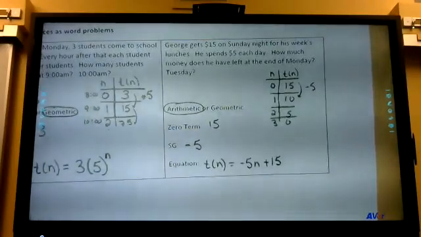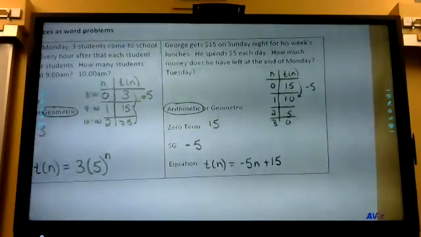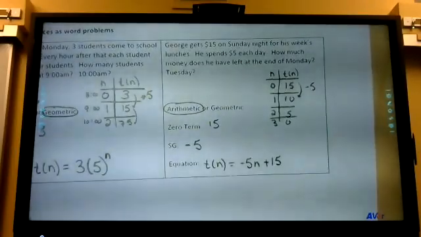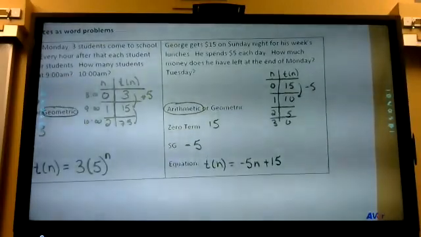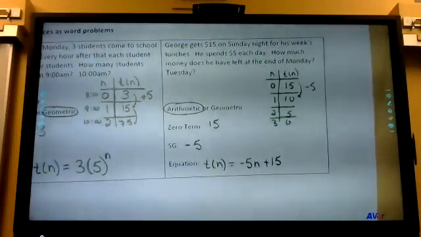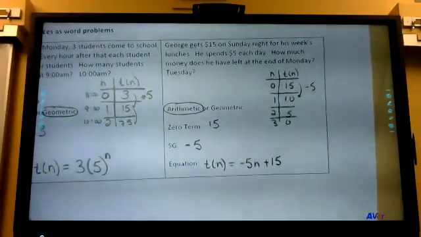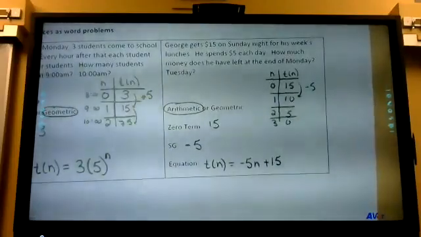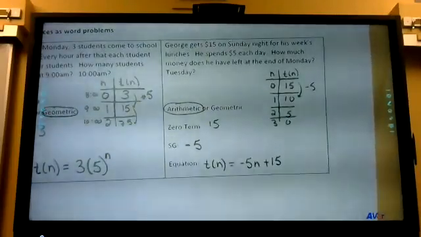Okay, my zero term, it's arithmetic because I'm subtracting 5. My zero term is 15. My sequence generator, I'm subtracting 5, which makes that story problem an arithmetic or a linear problem. And so we have T of n equals negative 5n plus 15.